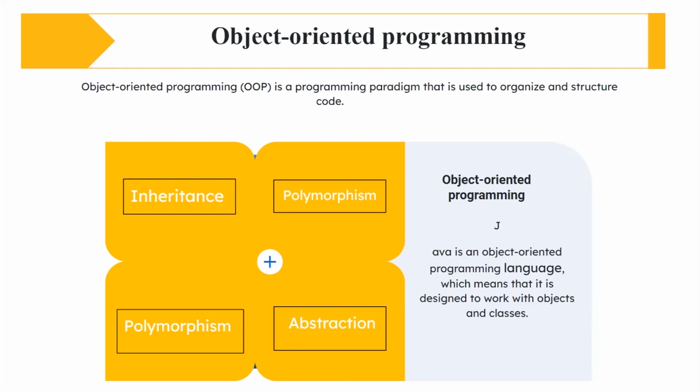Then you have a different concept called polymorphism. So what do we mean by polymorphism? Polymorphism is nothing but having something in many forms. We'll see this in a detailed manner in a further session.